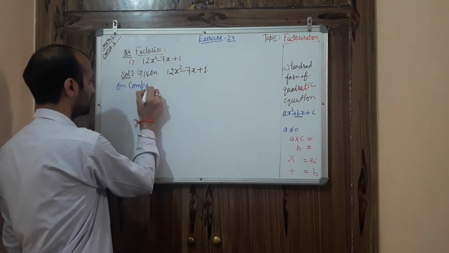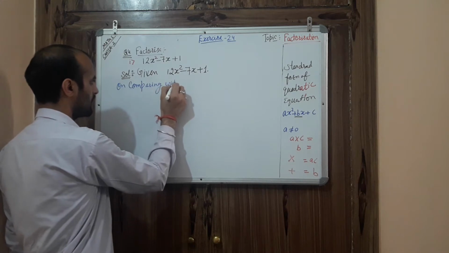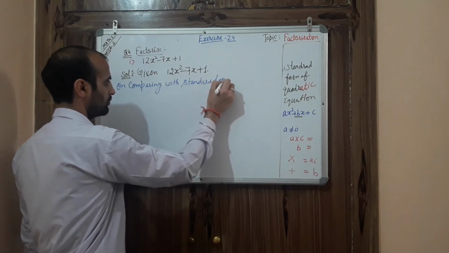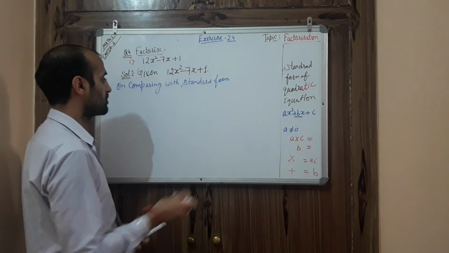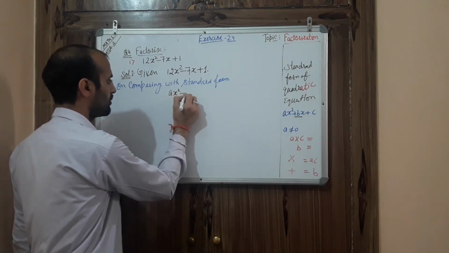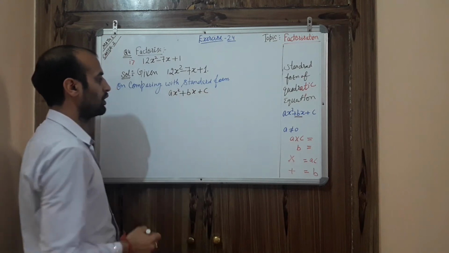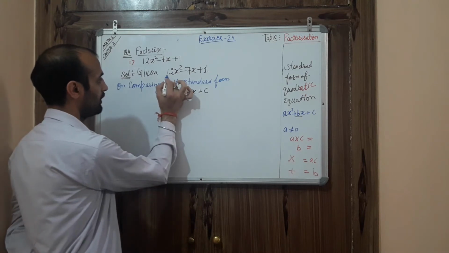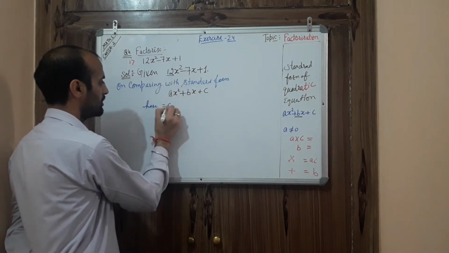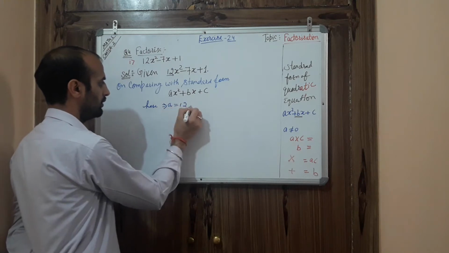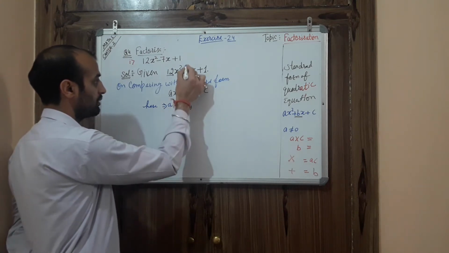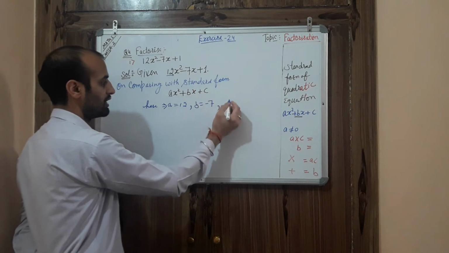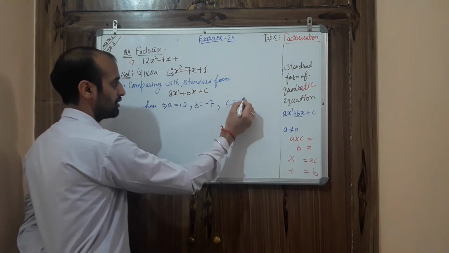On comparing with standard form, which is ax raised to power 2 plus bx plus c, the value of a is the number in front of x square. Here a is equal to 12. b is the second coefficient with its sign, so with sign it is minus 7. So b is equal to minus 7. The value of c is the last constant number. c is a constant; c is 1.